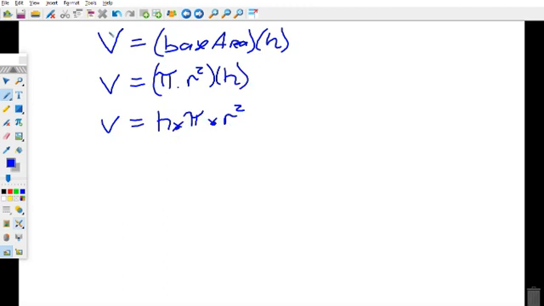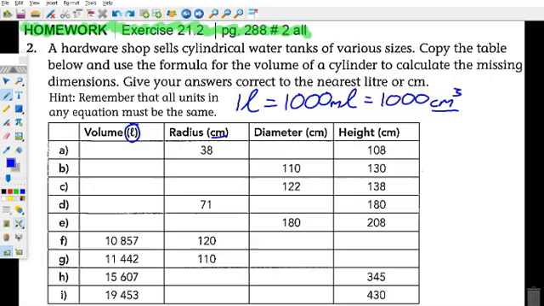So we can use that knowledge here, where we can apply it. The volume is equal to h times pi times my radius squared. If we're given the radius and the height, we can find the volume. If we have the volume, we can find the height. So let's fill in this middle portion here first.